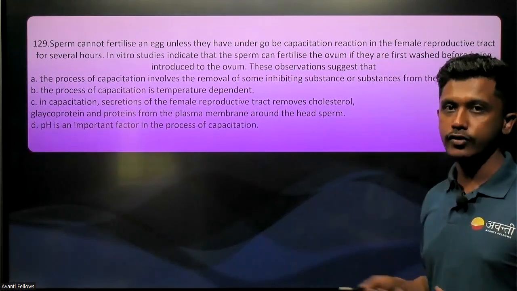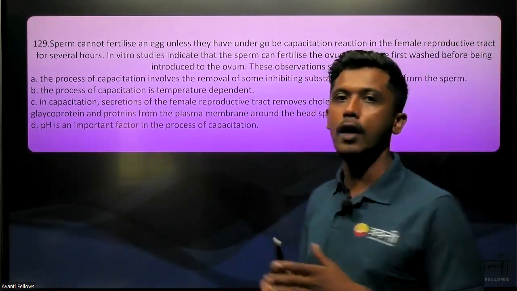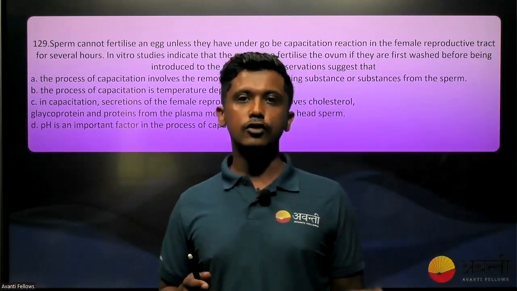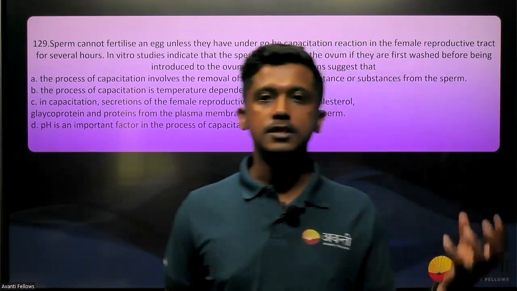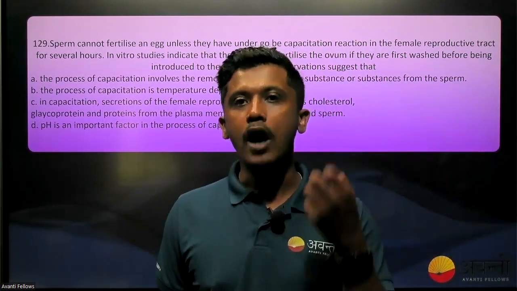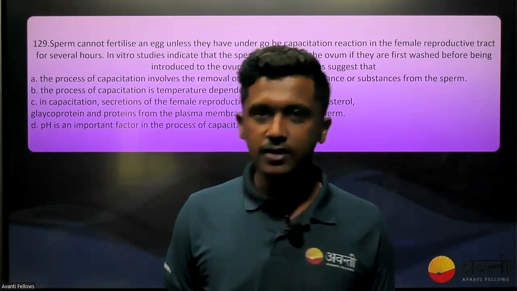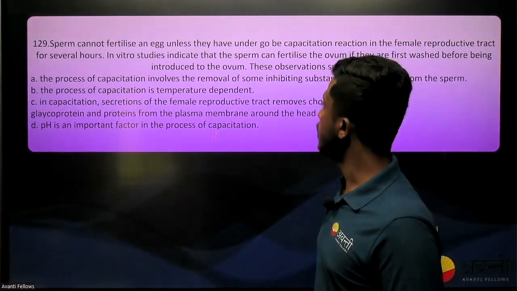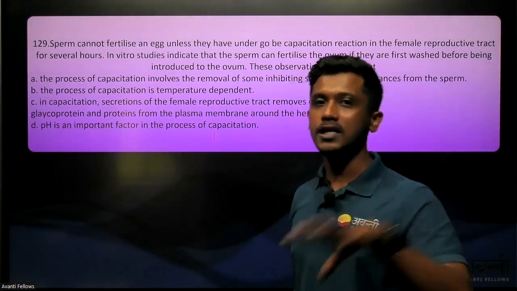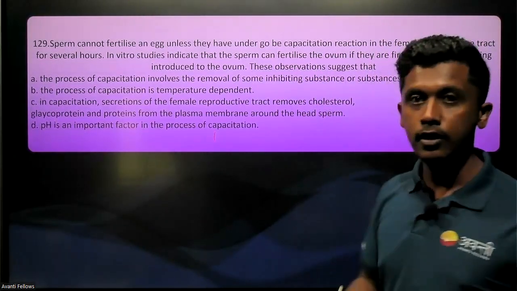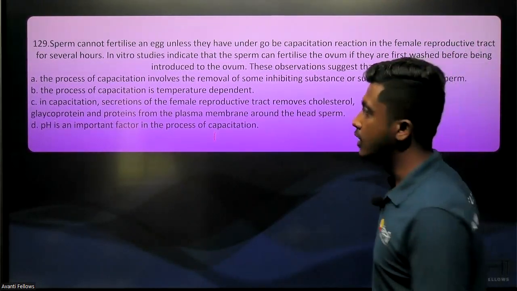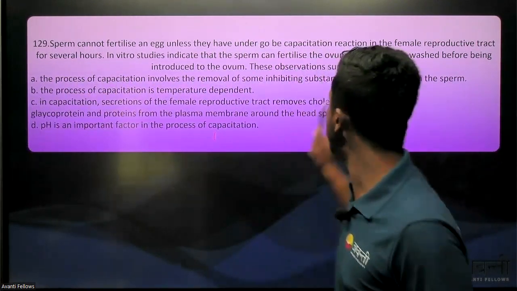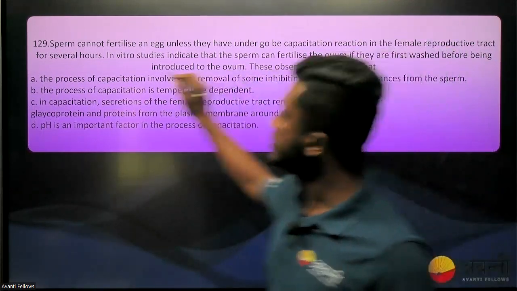When we talk about this question, we have to understand that naturally, when the sperm is injected into the female genital tract, for a certain number of hours the sperms coagulate, and then they go through this capacitation process. In this process, very important things happen, which are already given here. If you do it in vitro, in lab conditions, you have to wash it for a specific reason. And they're asking, why is it? So let us look at the first statement. The process of capacitation involves the removal of some inhibiting substances from the sperm. So this is right.